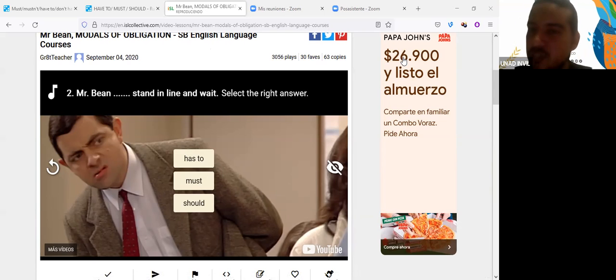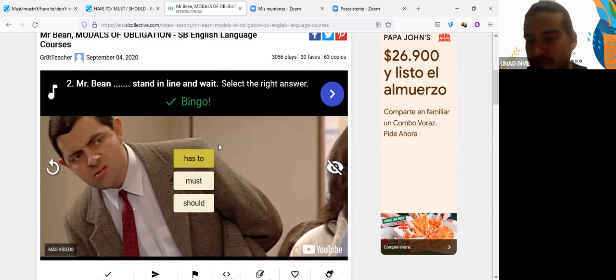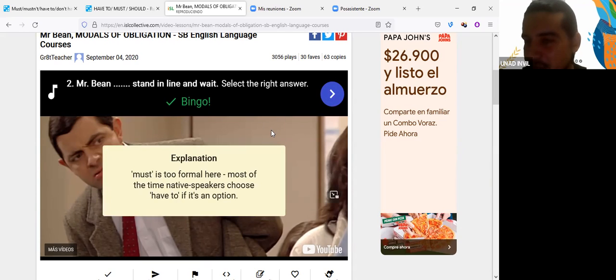Now, I'm going to check. Most people said this, so I'm going to pick this. Bingo, guys, that's correct. Let's read the explanation. It says, must is too formal here. Most of the time, native speakers choose have to if it's an option.